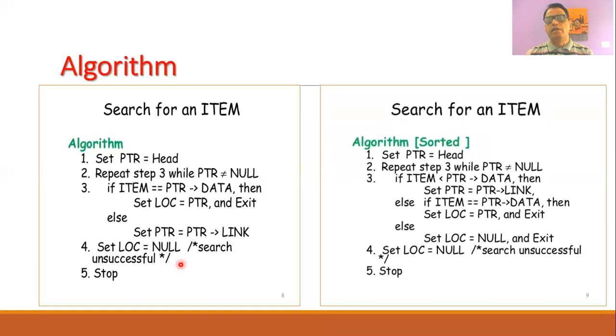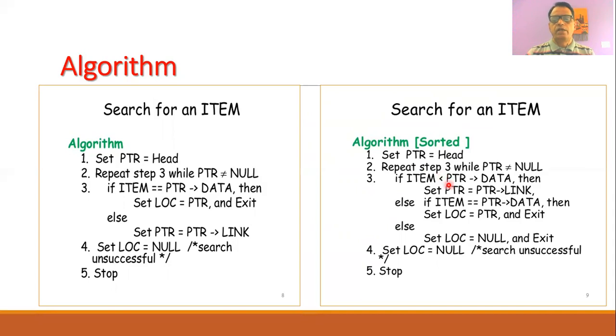Another way of writing the algorithm is this one, where we will assume that the linked list that is being given to us is in sorted order. If the linked list is in sorted order, then you will find that the number of comparisons can be reduced. Initially, we will set the pointer equal to head, the start of the linked list. And then we will repeat step 3 while the pointer is not equal to null.